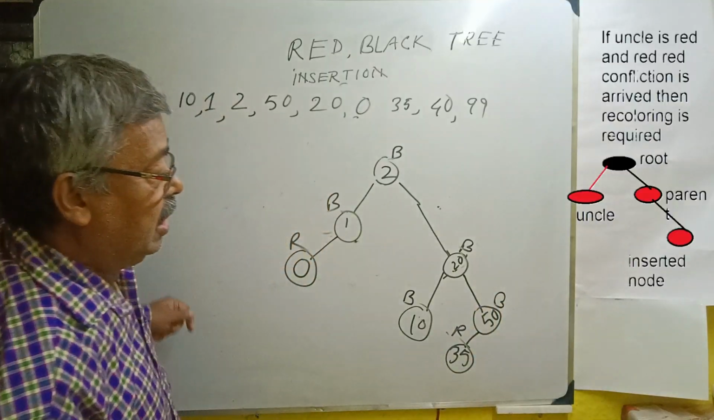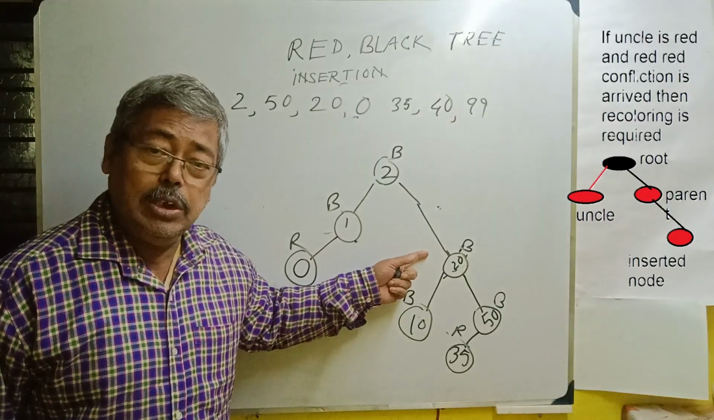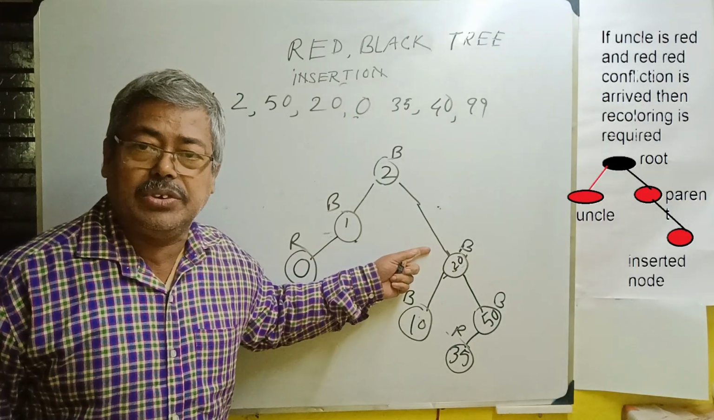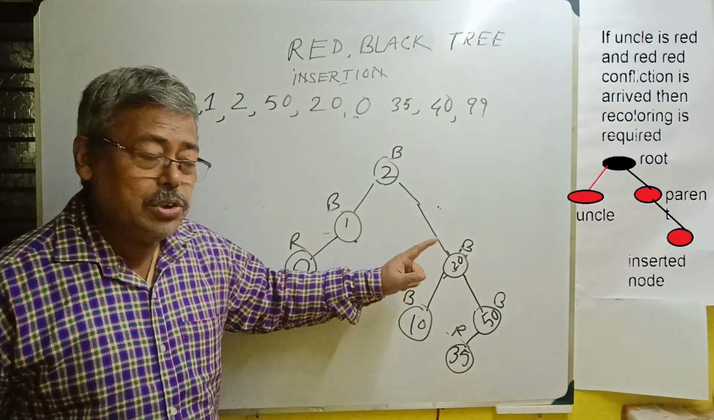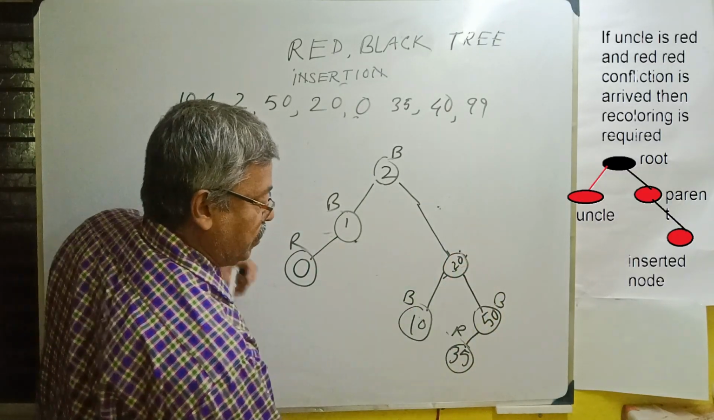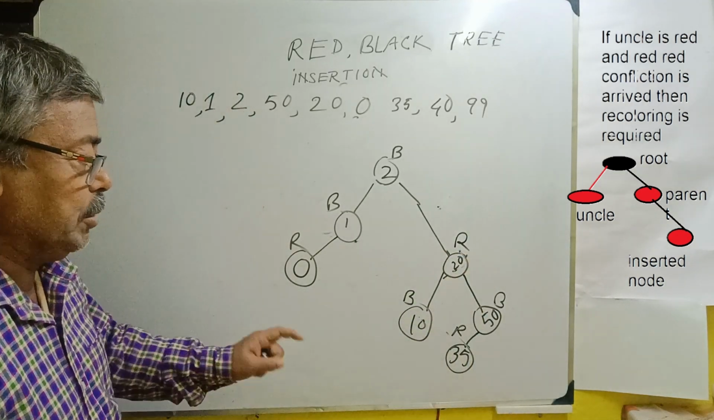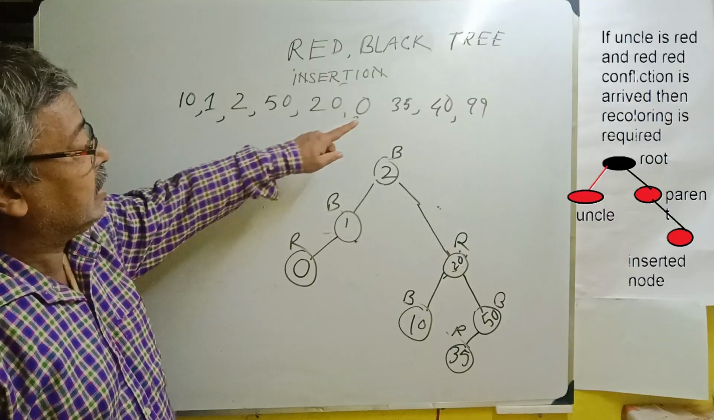And also the color of the root will be changed. Color of the grandparent will be changed if it is not a root node. It is not a root node, so the color of the grandparent will be changed from black to red. Okay, this is the final position of the tree after inserting 35.